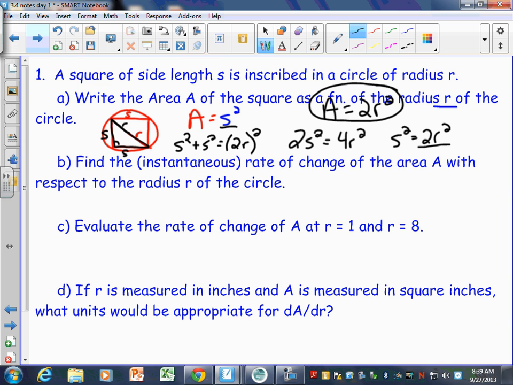So instead of giving you the equation, they make you write your own. Now look at part B. It says find the (instantaneous) rate of change, and they put instantaneous in parentheses because the book says that when they say rate of change, they're implying instantaneous rate of change. So they put parentheses around there to get you ready for when they're just going to say find the rate of change, and you need to know that means instantaneous rate of change of the area A with respect to the radius r of the circle.